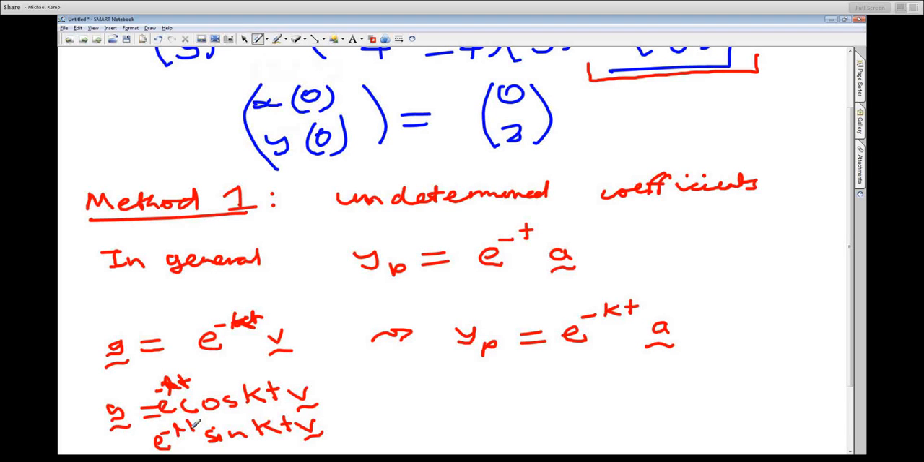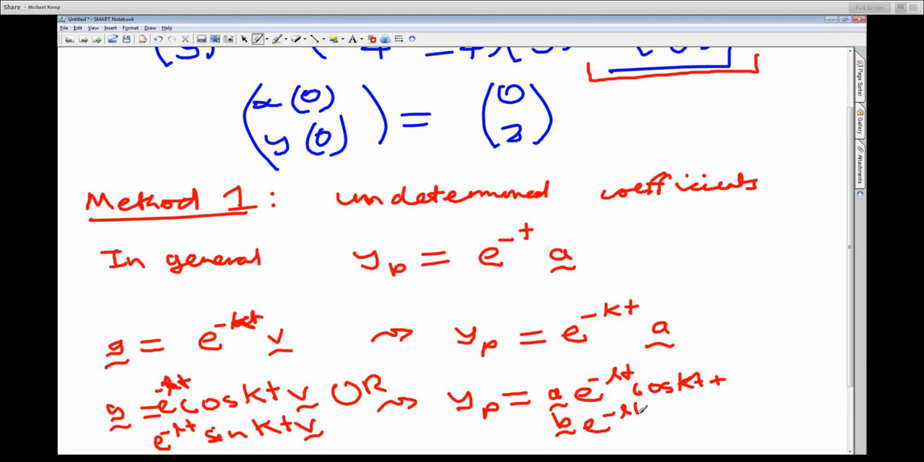That could be plus L or minus L. Then the guesses we make: if you've got one or the other, you actually put both terms in. So if you've got cos and sines, then you'd make a guess of some vector a times e to the minus L cos kt plus b e to the minus L sine kt.